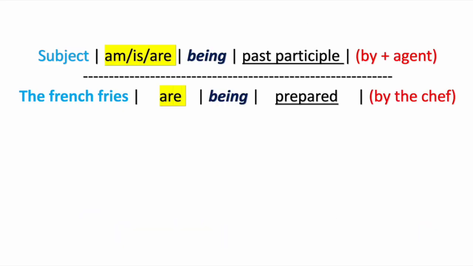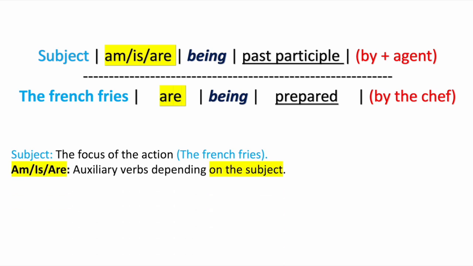Let's break down the grammar. We need the subject, the French fries, am, is, or are. French fries is plural, so are. Being is always fixed, then the past participle, the third form of the verb, and the doer of the action if you want it. So the subject is the focus of the action, the French fries. Am, is, are are our auxiliary verbs depending on the subject. Being shows that something is in progress right now.